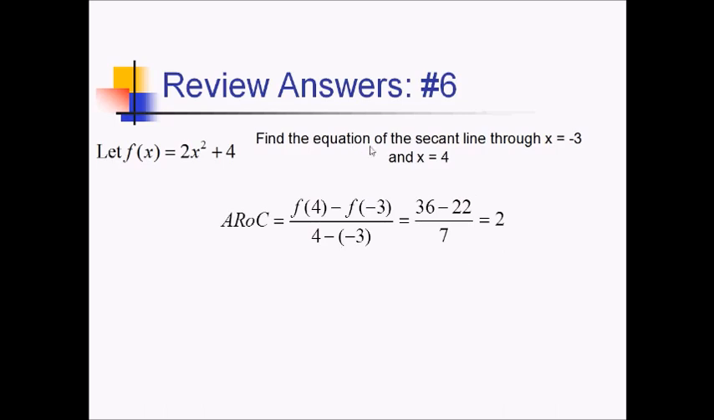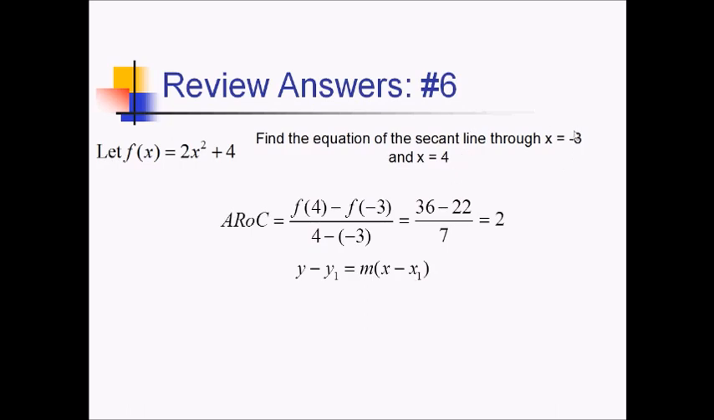Next, to get the equation of a secant line, it's good to use point-slope form on this. So y minus y1 equals m times x minus x1. The slope is just going to be this 2 here that we just found. And for x1 and y1, we can use either endpoint here. So we either plug in negative 3 and get the y value out of that, or plug in 4 and get the y value out of that.